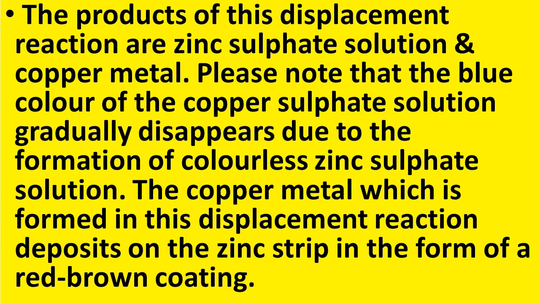The products of this displacement reaction are zinc sulfate and copper metal. The blue color of the copper sulfate solution gradually disappears due to the formation of colorless zinc sulfate solution. The copper metal which is formed in this displacement reaction deposits on the zinc strip in the form of red-brown coating. Here, what are the products of this reaction then?